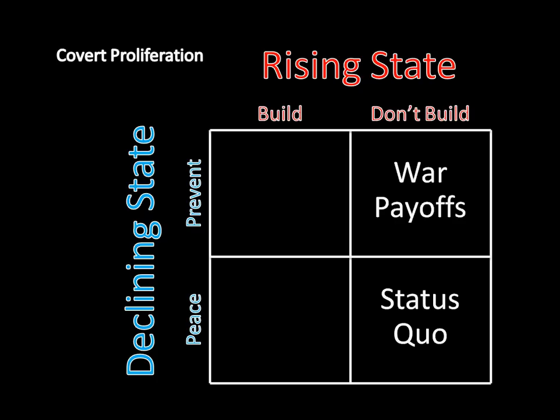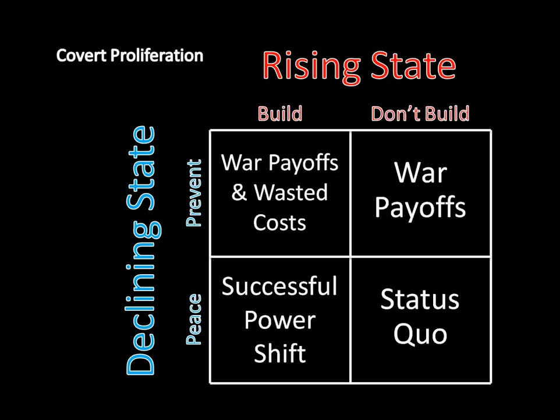But in the top left corner, we do, because now the rising state's building. But because the declining state is preventing, the rising state never actually gets to use the nuclear weapons that it's trying to develop. So if the declining state's preventing and the rising state's building, then we get war payoffs, since the declining state is launching a war, and the rising state is losing out, wasting some costs building these nuclear weapons, which it never actually gets to use. That's important. It's wasting costs here, and we'll see why that's important in just a second.